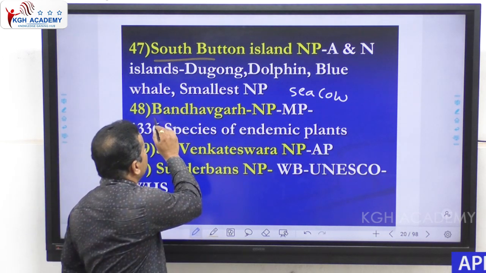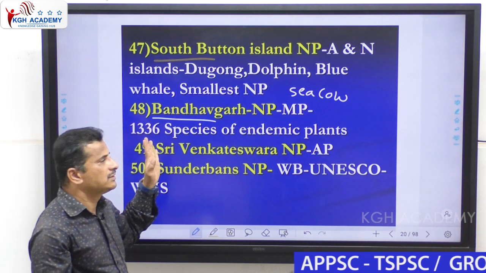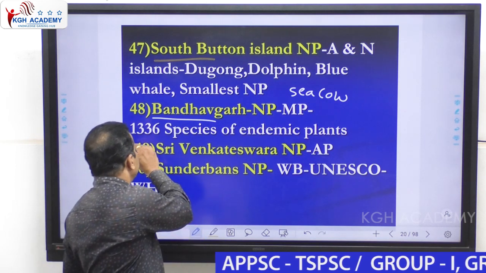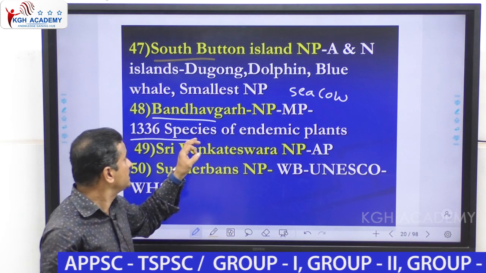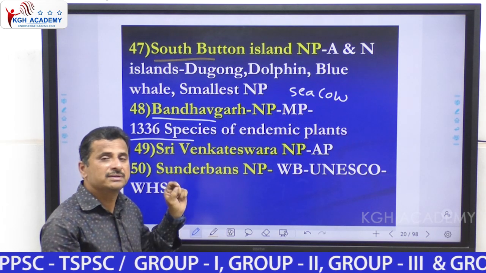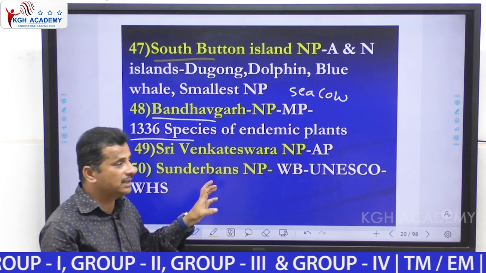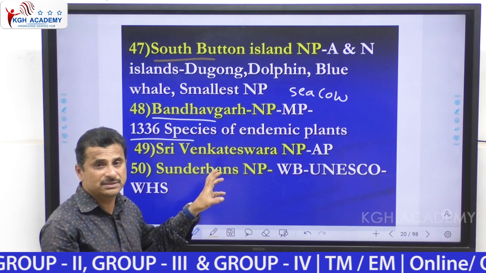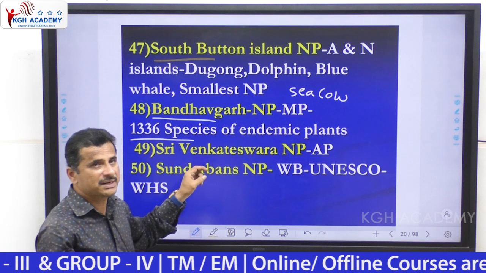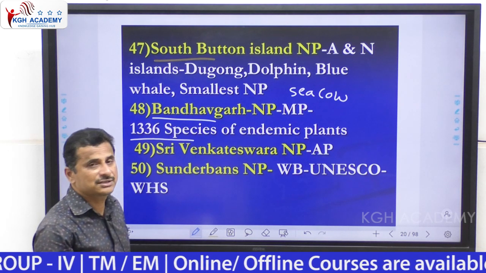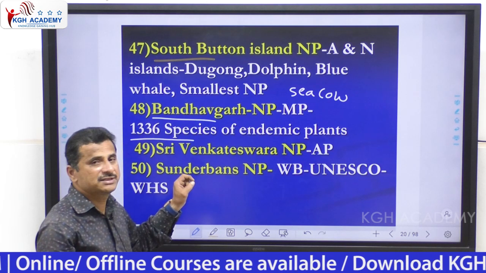And next, Bandhwagar National Park, present in Madhya Pradesh. Here the very important point is that 1,336 endemic plant species are present in this Bandhwagar National Park. Meaning, this is a very rich biodiversity. This area contains so many endemic species, meaning related to one particular place. So Bandhwagar National Park, Madhya Pradesh, is very famous for endemic plant species.